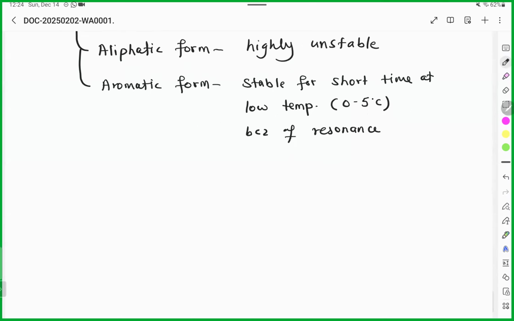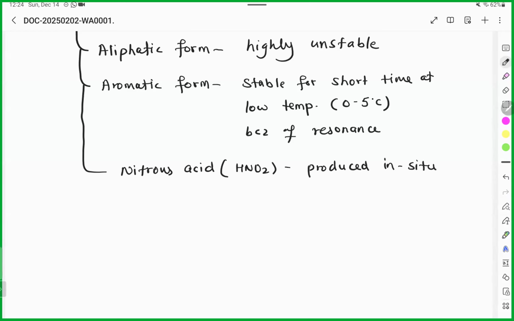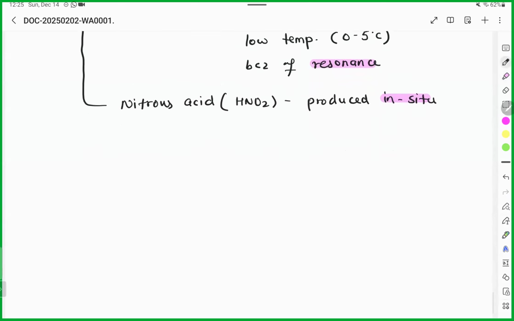When it comes to the diazonium salt, you will see nitrous acid is produced in situ. Nitrous acid, what is the nitrous acid formula, Pratigya? HNO2. This is produced in situ. In situ means, Anvita, produced within the reaction. Actually, we are not taking this as a reactant, but it will be produced in the reaction.